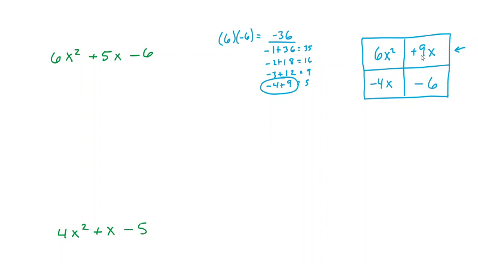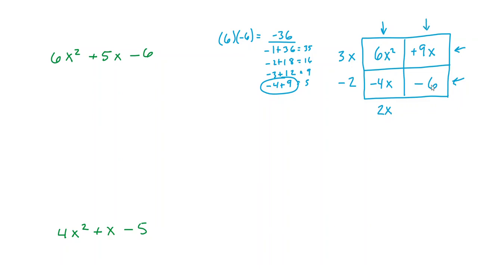6x squared and positive 9x have a 3x in common. Negative 4x and negative 6. Notice they have a negative in common, and they're both even, so a 2 in common, but that's it. 2 times 2, 2 times 3, there's an x, and they're both negative. Okay, so then 6x squared and negative 4x, well, those both have a 2 in common and an x in common. 2 times 3, 2 times 2.